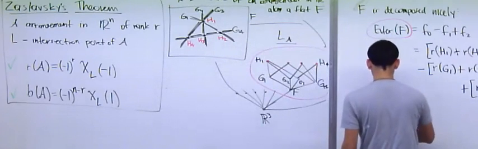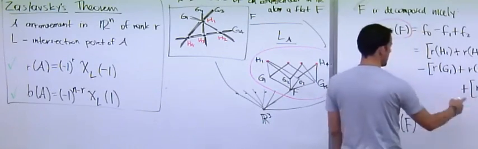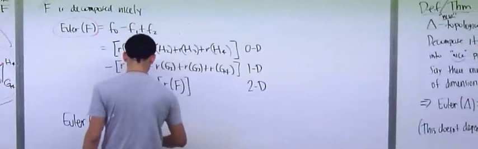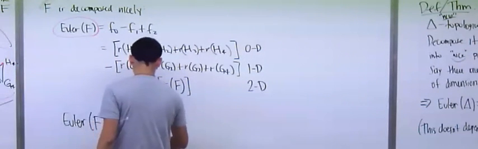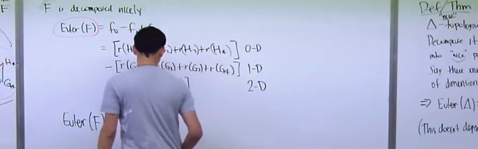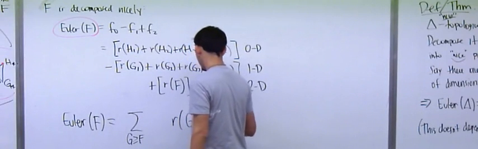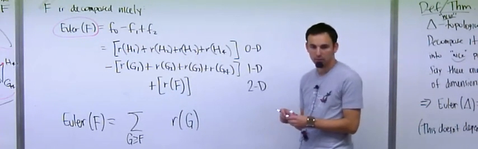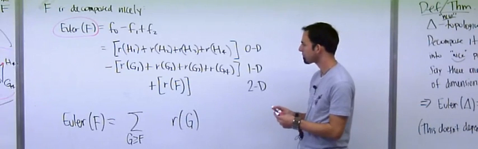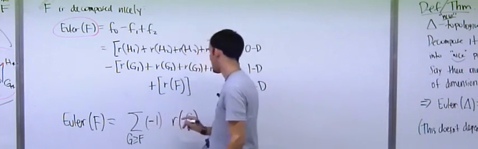What am I saying here? I'm saying that for the Euler characteristic of f, you get one summand for each one of the flats above f. So for each g above f, you get the number of regions of g. And you get it with a sign. Right? And what is the sign? It's negative 1 to the something. And what is that something?